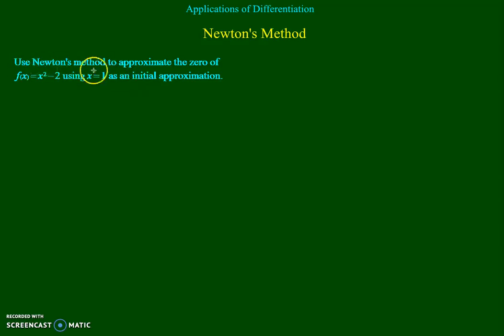So let's go ahead and try an example to see how Newton's method works in practice. We're going to use Newton's method to approximate the zero of x squared minus 2, and we're told to use x equals 1 as an initial approximation. So if we write down Newton's method, we know that x2 equals x1 minus f of x1 over f prime of x1. So we're going to have the first derivative of this. So we know that f prime of x is 2x.